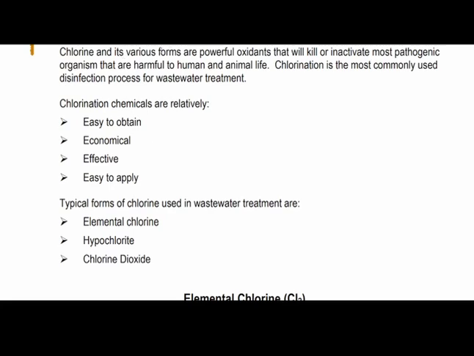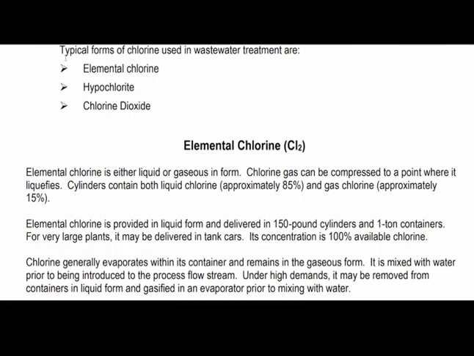Chlorination. Chlorine and its various forms are powerful oxidants that will kill or inactivate most pathogenic organisms that are harmful to humans and animal life. Chlorination is the most commonly used disinfection process for wastewater. Chlorination chemicals are relatively easy to obtain, economical, effective, and easy to apply. Typical forms of chlorination used in wastewater treatment are elemental chlorine, hypochlorite, and chlorine dioxide.